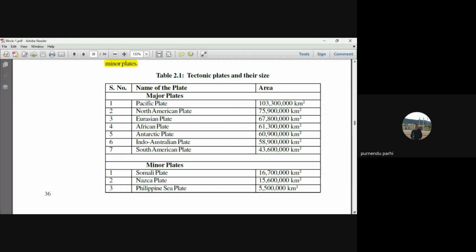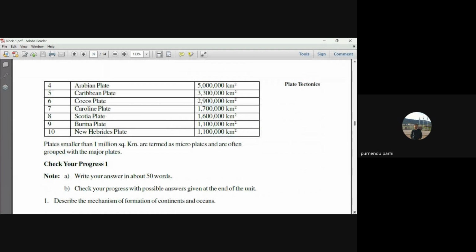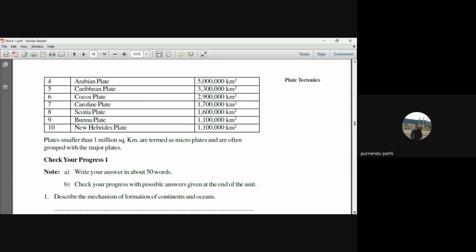The major plates are the Pacific plate, North American plate, Eurasian plate, African plate, Antarctic plate, Indo-Australian plate, and South American plate. The minor plates are the Somali plate, Nazca plate, Philippine Sea plate, Arabian plate, Caribbean plate, Cocos plate, Caroline plate, Scotia plate, Burma plate, and New Hebrides plate.